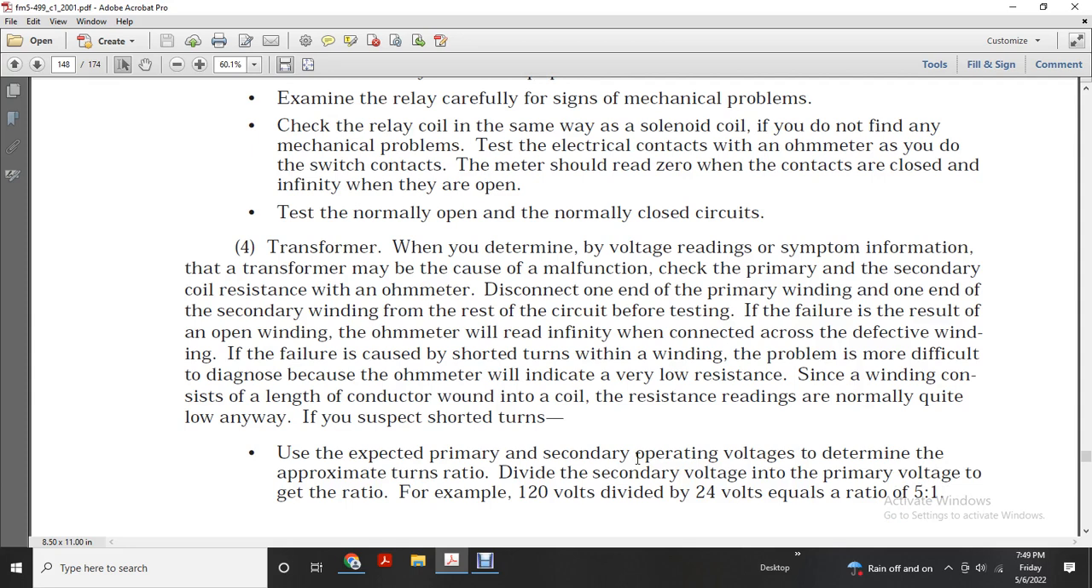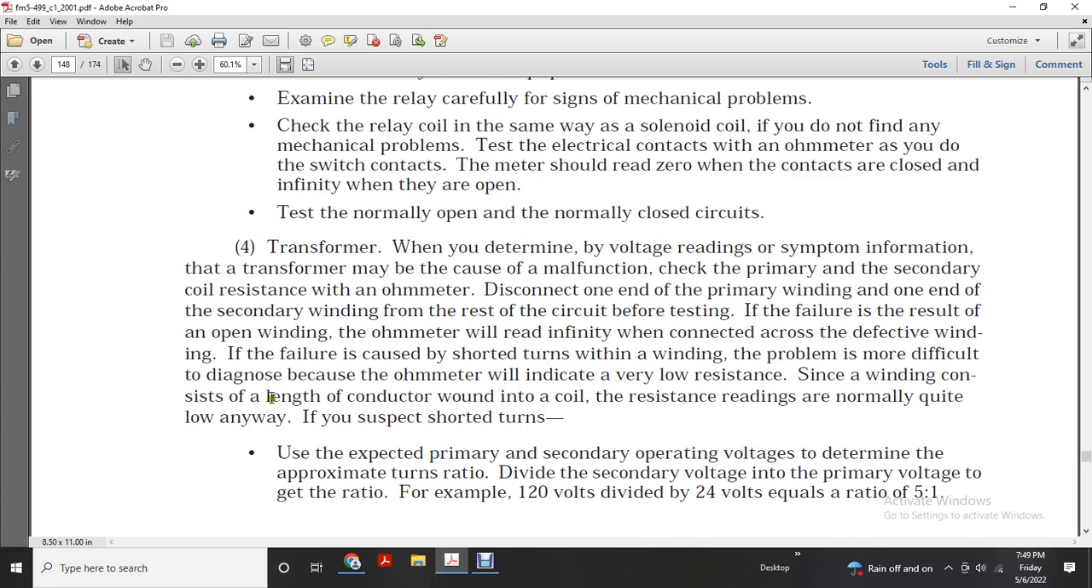Transformer. When you determine from voltage readings that there is a system malfunction, the transformer may be the cause. Check the primary and secondary coil resistance with the ohmmeter. Disconnect one end of the primary winding and one end of the secondary winding from the rest of the circuit before testing. In the failure of an open winding, the ohmmeter will read infinity when connected across the defective winding. If the failure is caused by shorted turns within the winding, the problem is more difficult to diagnose because the ohmmeter will indicate a very low resistance.